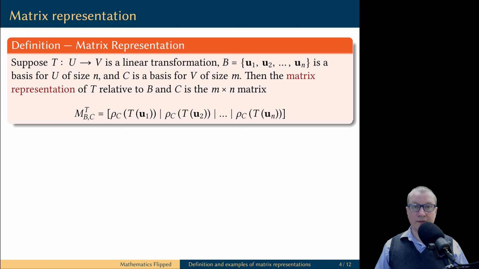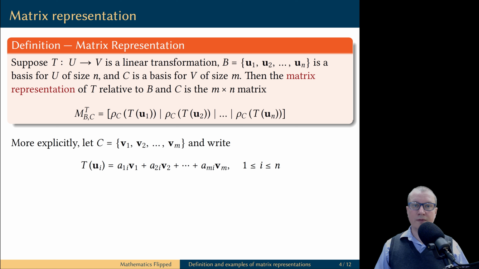First, we compute the values of the linear transformation T on each of the vectors of the basis B, basis of the domain. These values are vectors in the vector space V, and then we will apply the vector representation function rho C to these vectors. After we apply vector representation rho C, we will get column vectors, each of which is of size m, and we will use these column vectors as columns in the matrix representation.